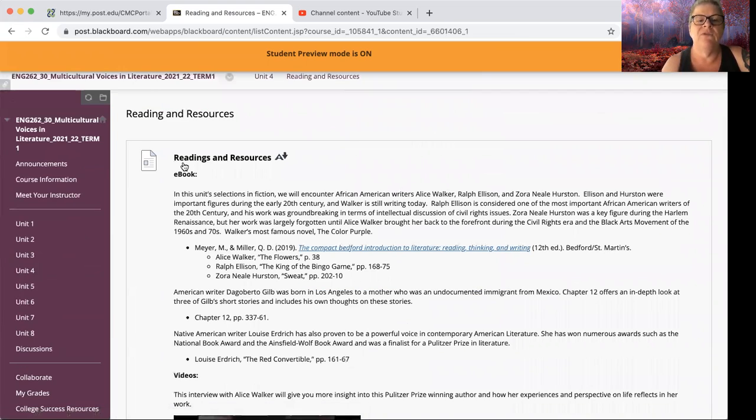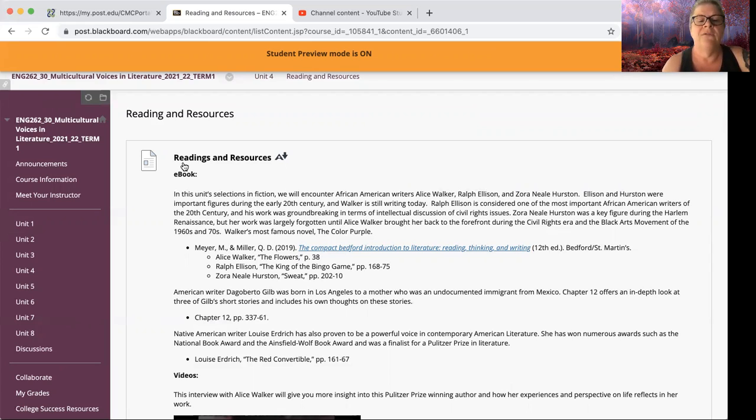In the ebook, we've got some readings from several famous African American writers, Alice Walker, Ralph Ellison, and Zora Neale Hurston. Both Ellison and Hurston go back to the Harlem Renaissance. Alice Walker has been writing for a very long time and she's still active today. So you'll have three stories to read from those famous African American authors.